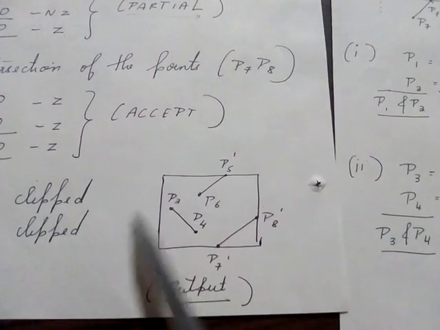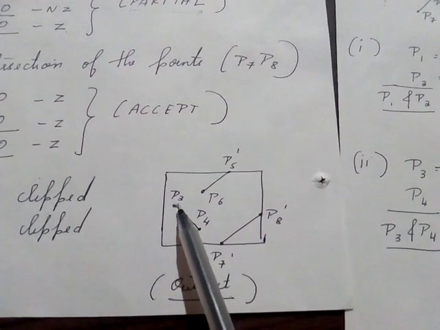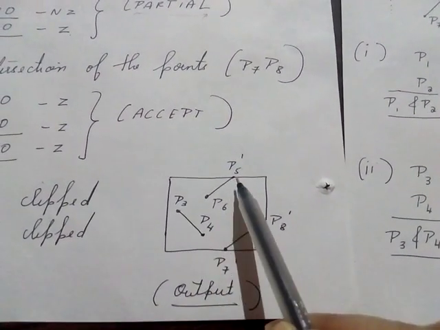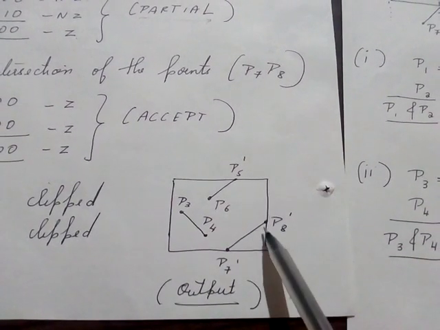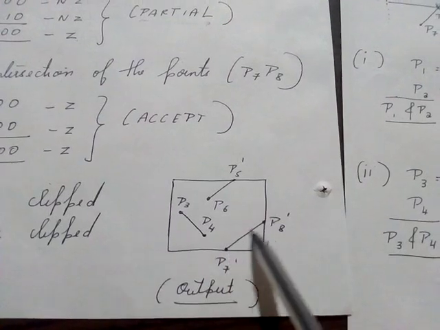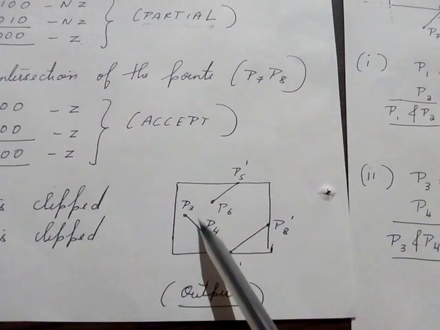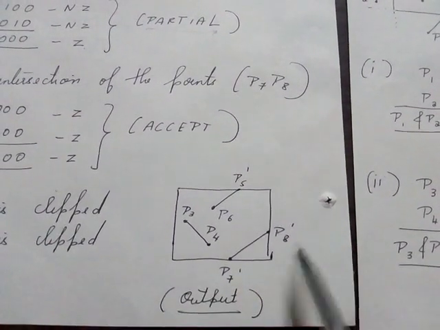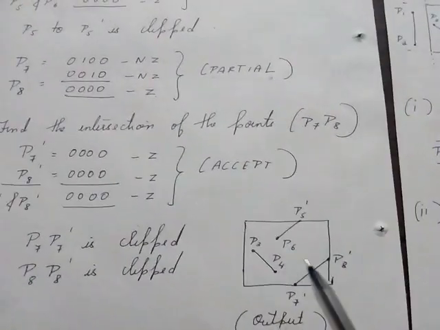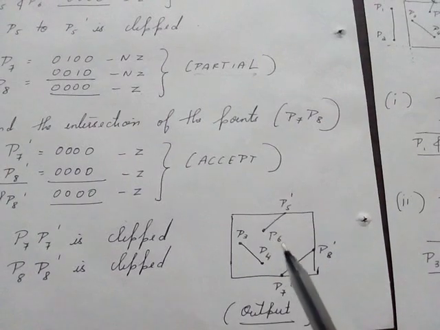That means P1 P2 was outside, so rejected. P3 P4, P5 dash to P6, and P7 dash P8 dash, only these lines will be displayed, and the lines which were outside of the window have got clipped off. This is the working of the Cohen-Sutherland line clipping algorithm.